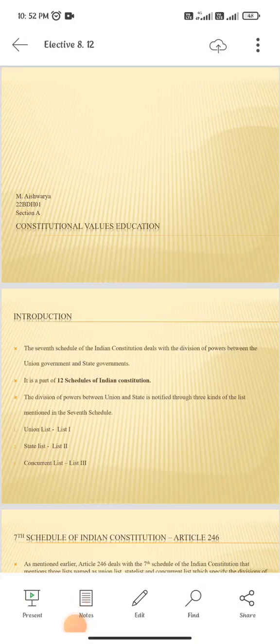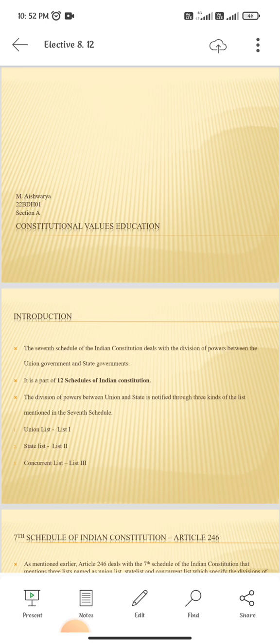Today we are going to learn about constitutional value education. My topic is the 7th Schedule of the Indian Constitution, Article 246. The introduction: the 7th Schedule of the Indian Constitution deals with the division of powers between the Union government and state government. It is a part of the 12 schedules of the Indian Constitution.